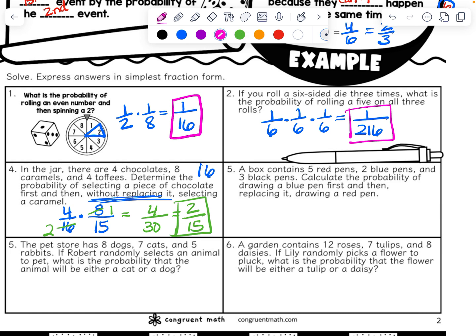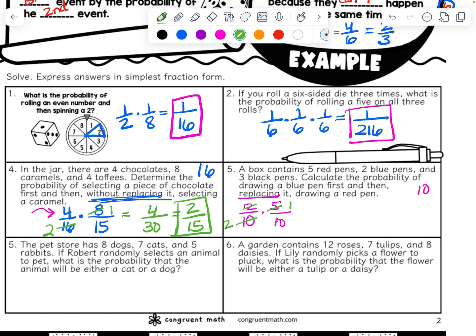All right, a box contains 5 red pens, 2 blue pens, and 3 black pens. Calculate the probability of drawing a blue pen first and then replacing it, then drawing a red pen. This is different than number 4 where we didn't put the candy back. This time we are putting the pen back. So how many are there altogether? 10, right? 5 plus 2 plus 3. Calculate the probability of drawing a blue pen. There are 2 blue pens out of 10. And then if we put it back, we still have 10. And then drawing a red, there are 5 reds. All kinds of cross-canceling I can do here to make my life easier. 5 goes into 5 once, into 10 twice, 2 goes into 10 five times, goodness. So I get 1/10.